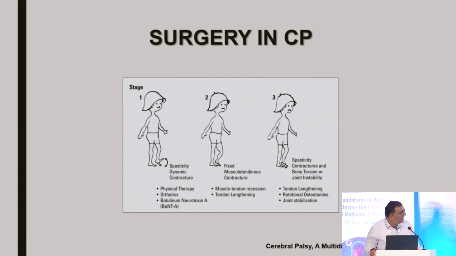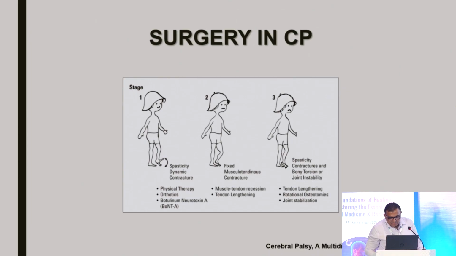Now this is one more staging, just to indicate the need for surgery. In stage 1, the earlier stage, it is only pure spasticity. So they say you should go for therapy, medications, botulinum toxin. Surgery is not required. In stage 2, there are musculotendinous contractures where you can go for soft tissue surgeries, and stage 3 is a stage where you have bony deformities. So along with soft tissue surgeries, you have to go for rotational osteotomies and joint stabilization.